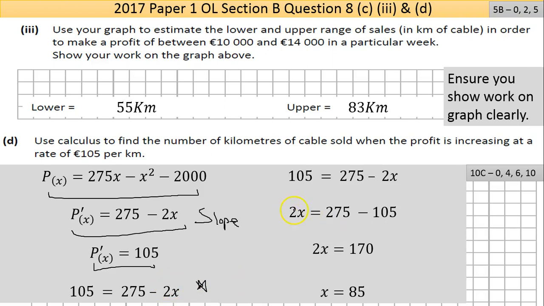So solve it. Now I bring the minus 2x, so subtracted on the right becomes added on the left. At the same time I'm moving the 105, it's positive on the left, becomes the opposite, negative on the right. Do that subtraction, you end up with 2x equals 170, which just means that x is equal to 85. So 85 kilometers of cable generates a profit of 105 euro per kilometer.